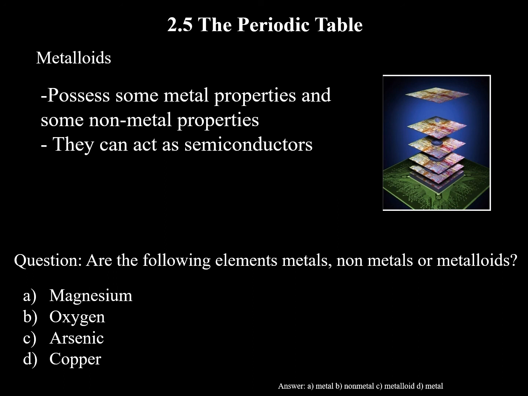So I'll help you out here. I'll give you the symbols, Mg. So the question is, are these metals, non-metals, metalloids, or are they located on the left of the periodic table or the right, or in the gray area? Oxygen is O, arsenic is As, and copper is Cu. So I'll let you figure out where on the periodic table that is. You can tell us if it's a metal, non-metal, or metalloid.